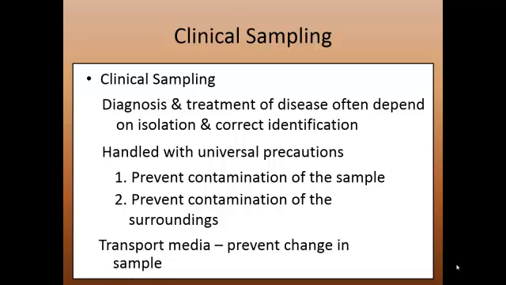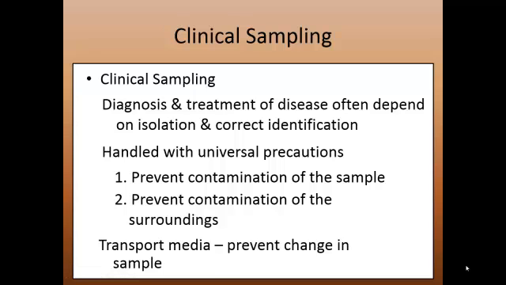And then we use transport media to prevent a change in the sample. You don't want an organism that could cause disease in high numbers to go from low numbers in a sample to going to high numbers. On the other side, you don't want very delicate pathogenic organisms dying on the way to the lab, thereby indicating that they're not present in the sample.